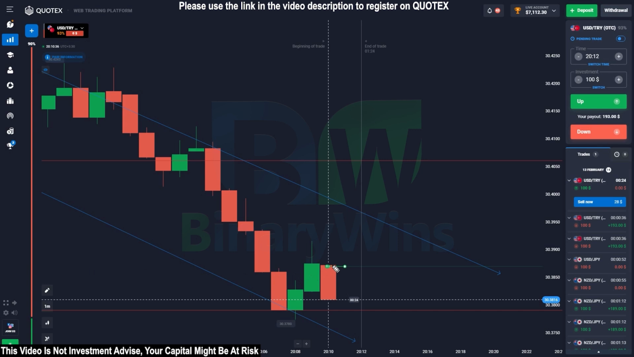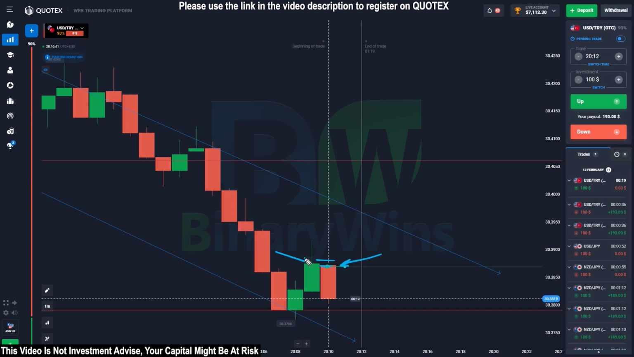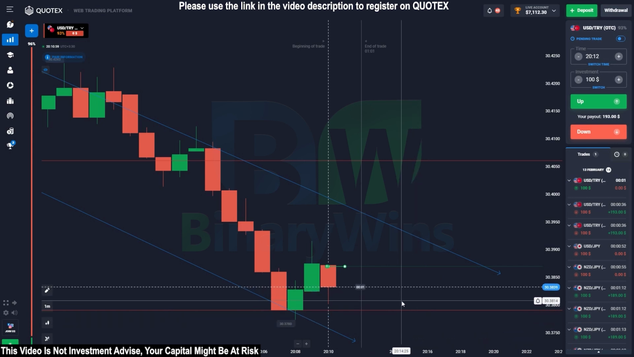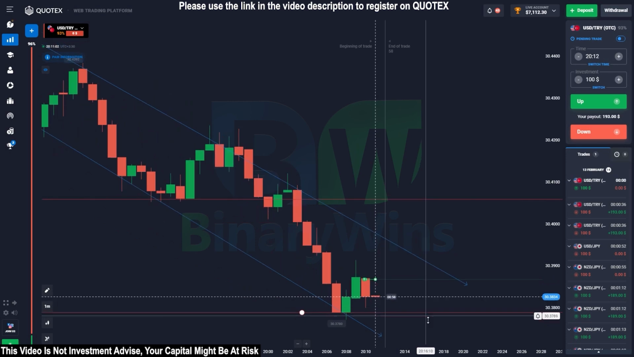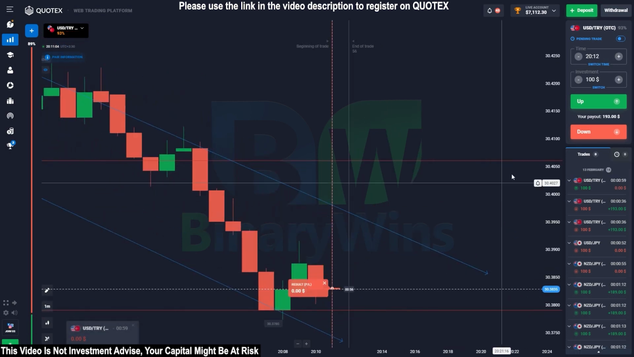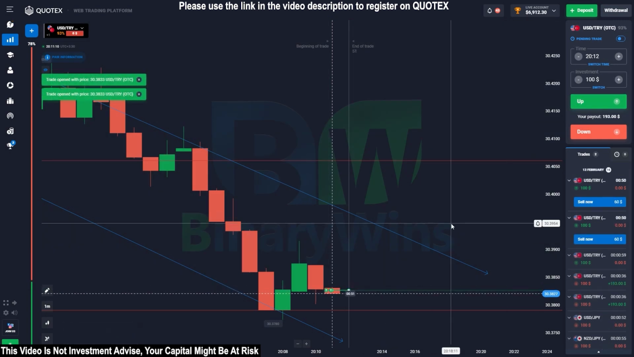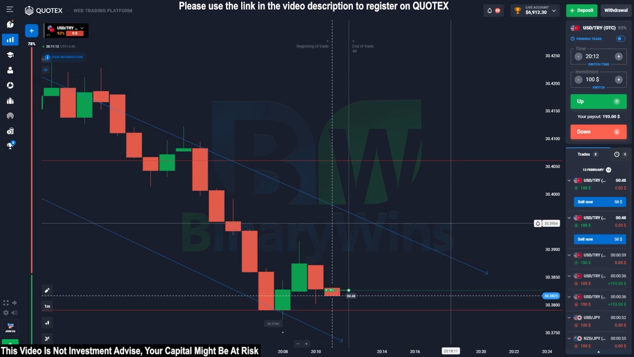Pay attention because the open price of this candle was formed below the close price of the previous candle. So the candle moved down and red candle was created. It means that there is a pressure from sellers. Okay, it's not a problem. I entered the higher trade.